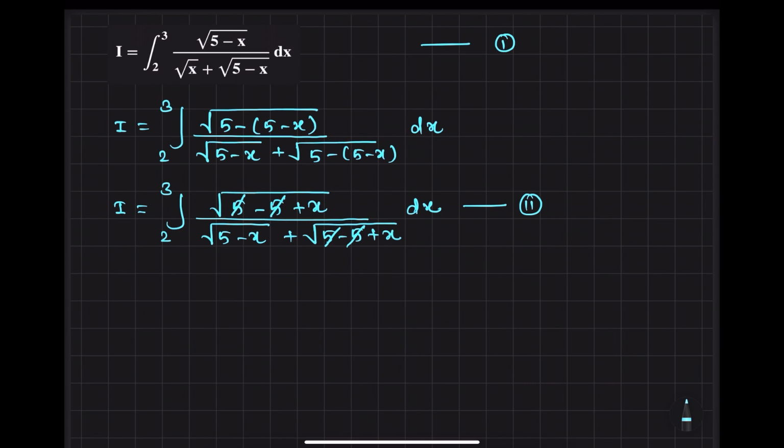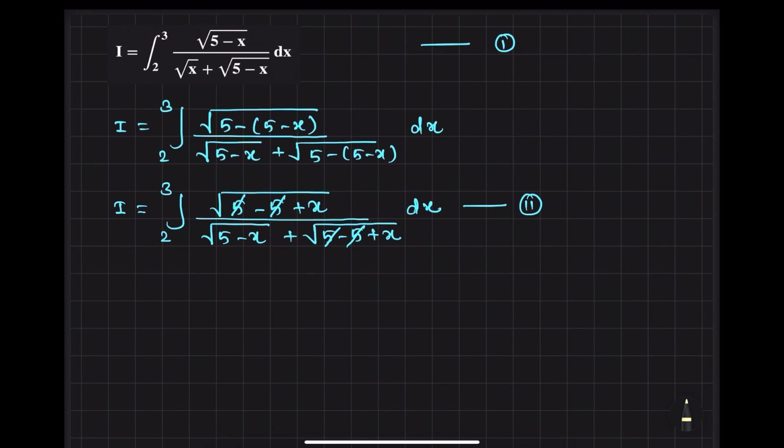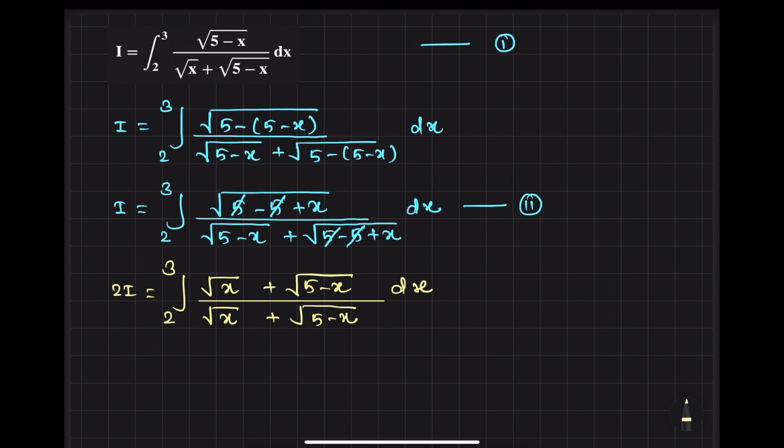So what we'll do, we will add equation 1 and equation 2 and let's see what happens. So we will have I plus I, 2I, the limit is same so we can add. So 2 to 3, and the denominator is same so we will write root of x plus root of 5 minus x, root of x plus root of 5 minus x dx. Now this thing gone, so we are left with 1. So integration of 1 is x. So you can write 3, 2.